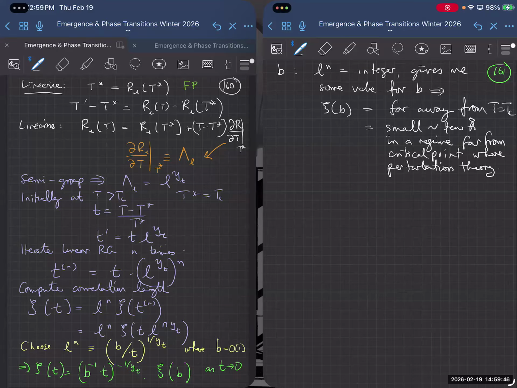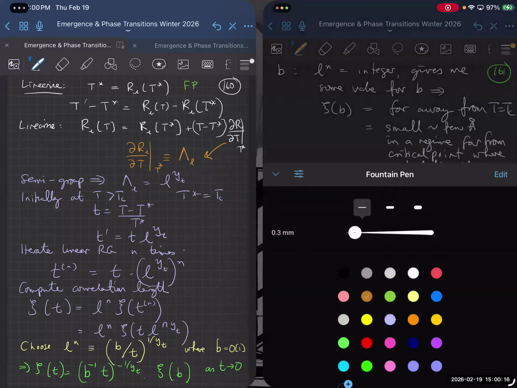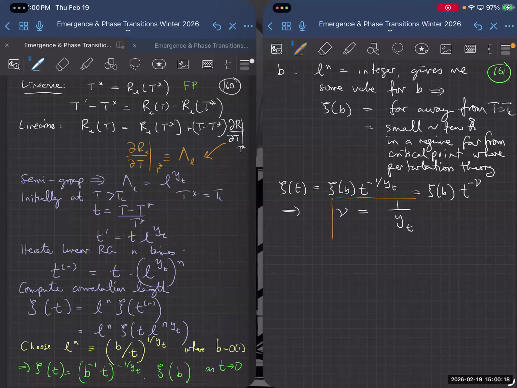So I can calculate that number, and the other thing that we know is that psi of t is going as psi of b times t to the minus 1 over y sub t, but we know this has to equal the correlation length well away from Tc times t to the minus nu, and so we read off that nu is equal to 1 over y sub t. So far, you've seen this before. We did exactly these manipulations when we did the Kadanoff block spin construction. But there is one big difference.